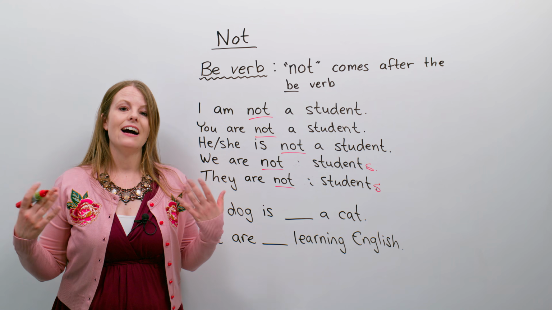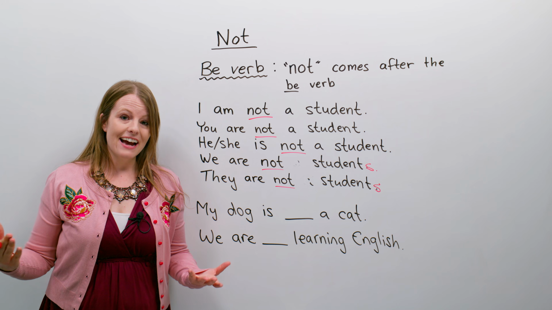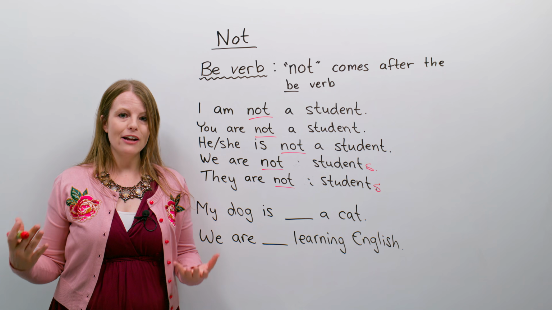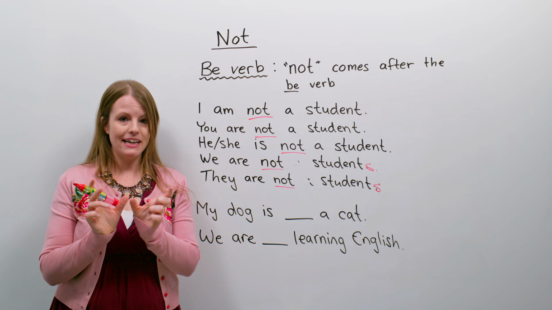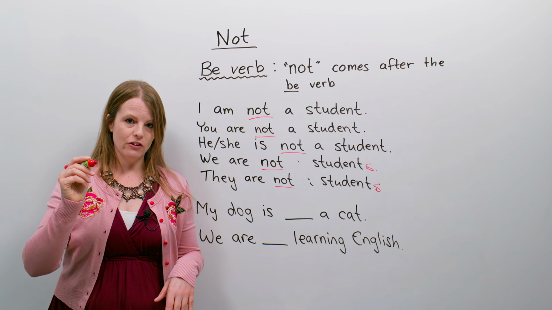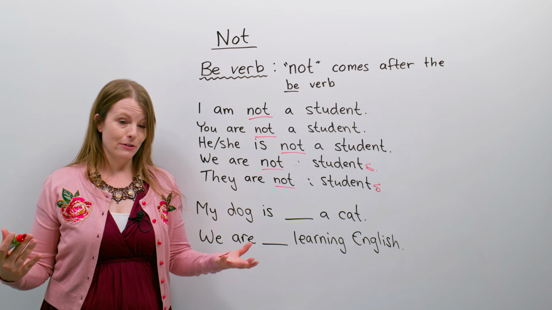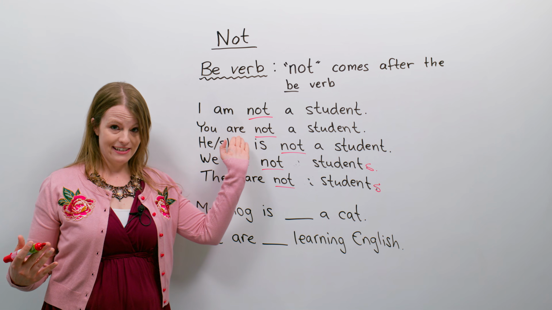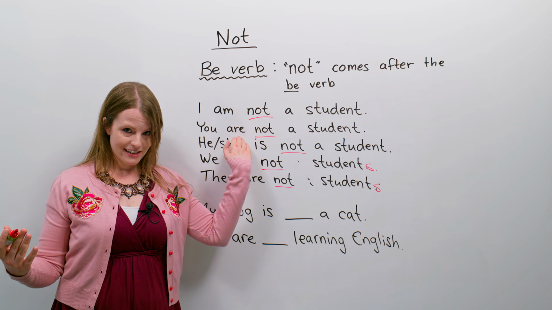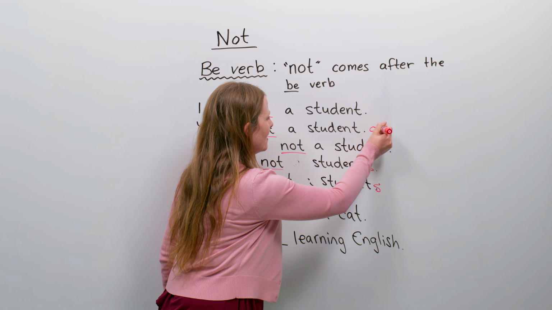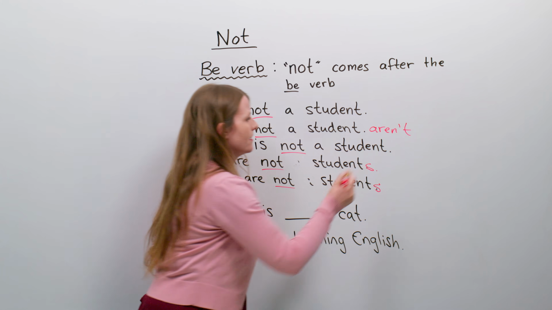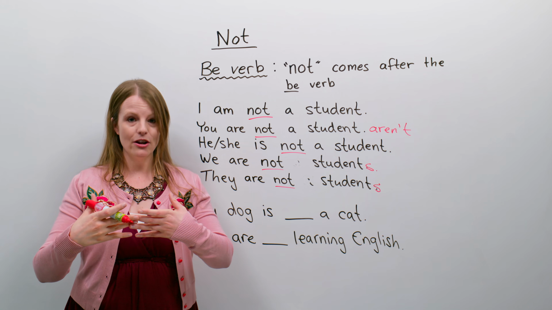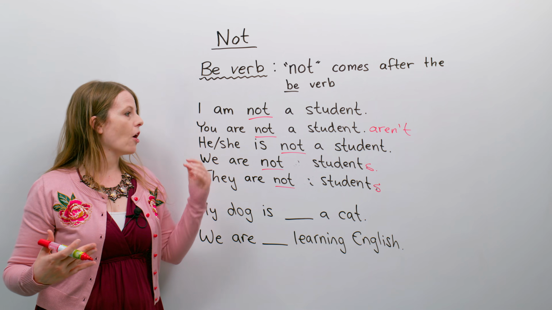One other thing I want to mention is that we can also use a contraction. A contraction is when you combine 2 words and add an apostrophe. So for example, we can say, I am not a student. You aren't a student. Aren't, I'll write how it's spelled, is a contraction. It's are not together with an apostrophe. So we can say you aren't a student.